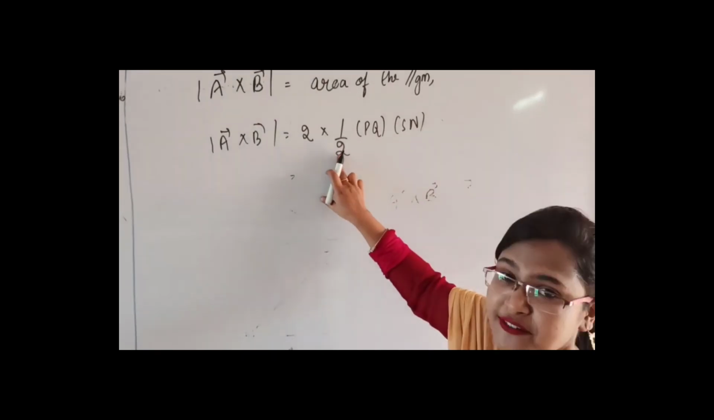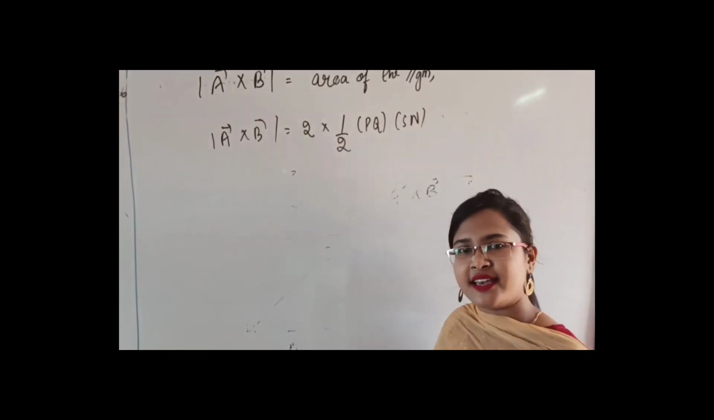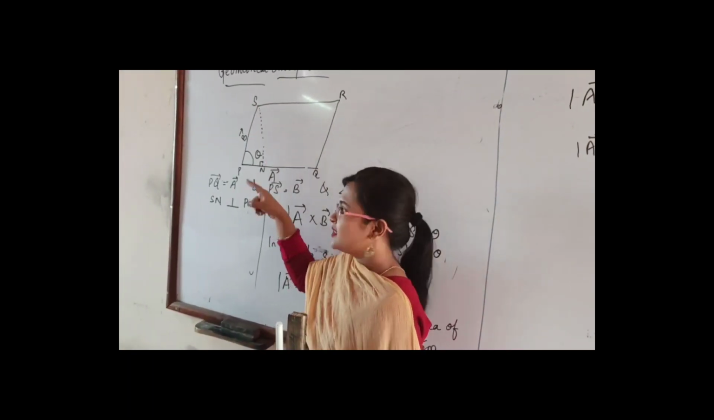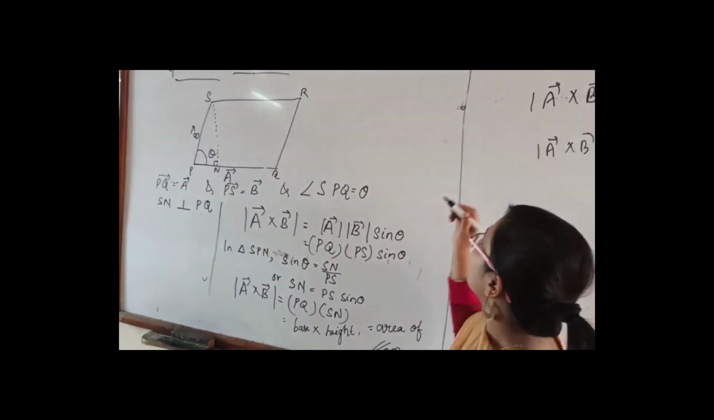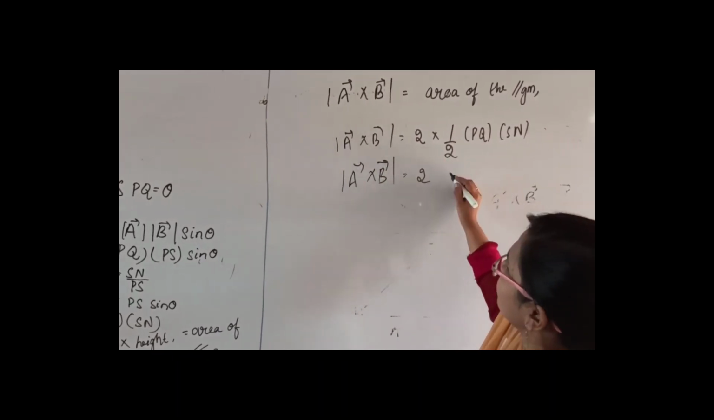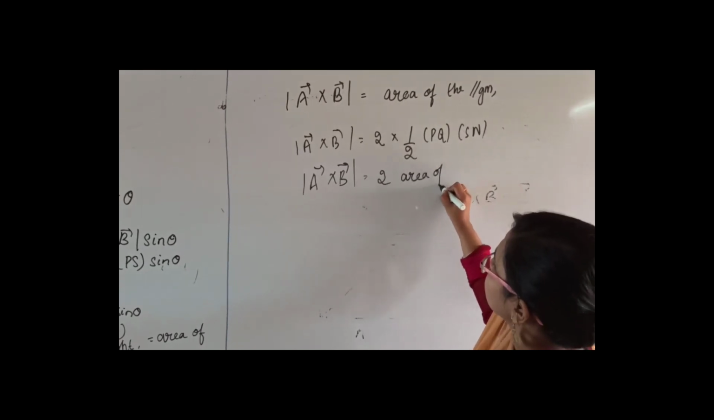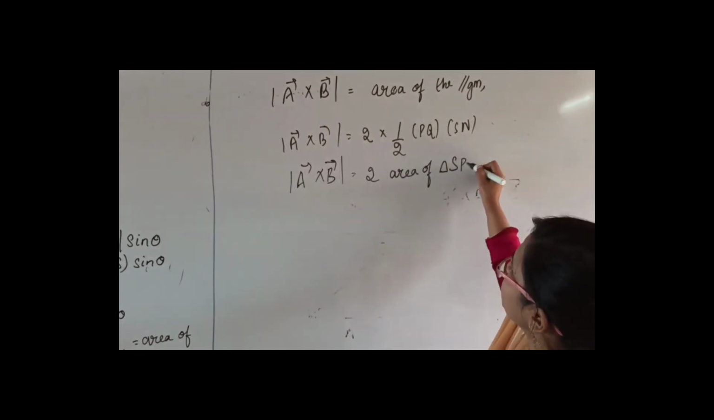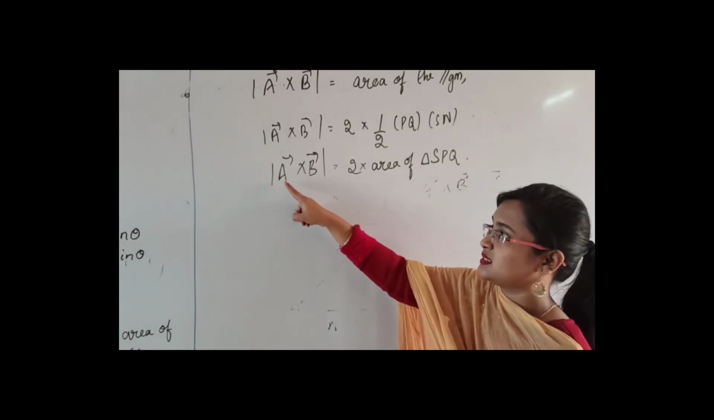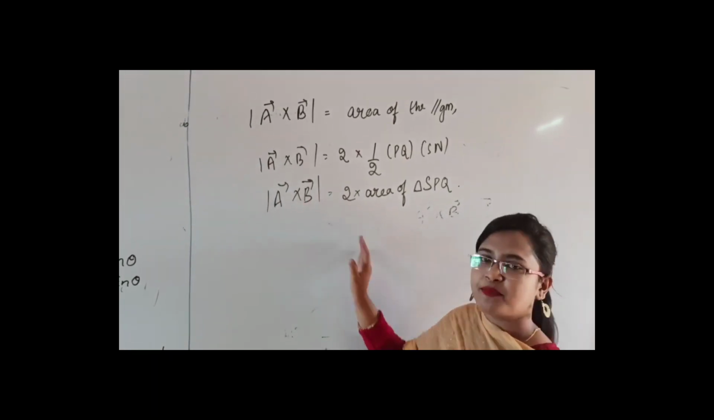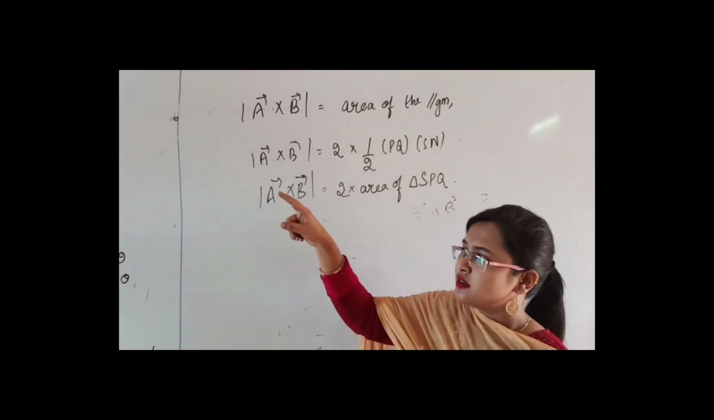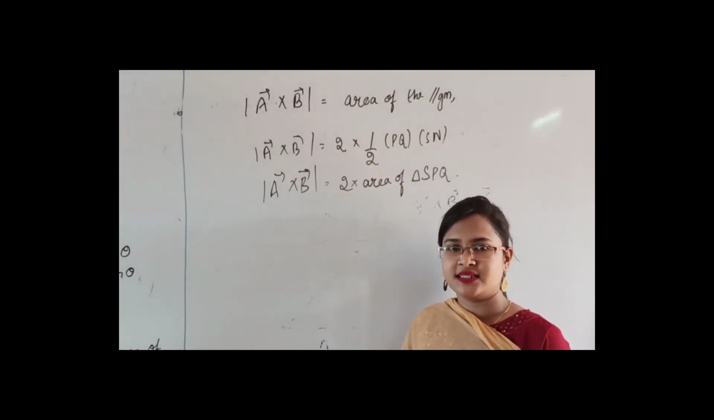Now define this, half base into height. This is the area of a triangle. Half base into height. This is the area of triangle SPQ. Or moreover, I can write this as twice the area of triangle SPQ. Clear? I can also define the magnitude of the cross product of two vectors. The magnitude of the cross product of two vectors can be defined as twice the area of the triangle formed by the two vectors as its adjacent sides. Clear?